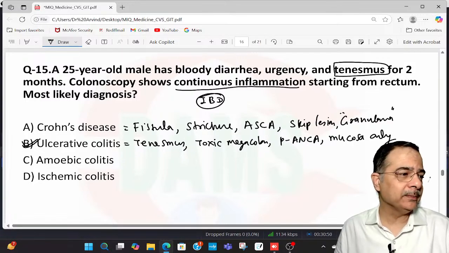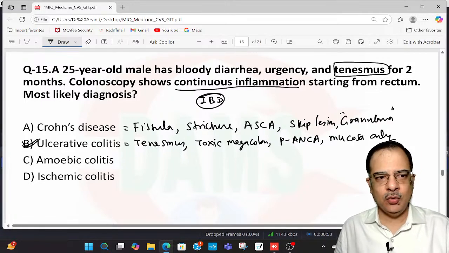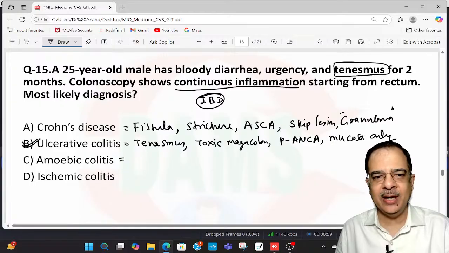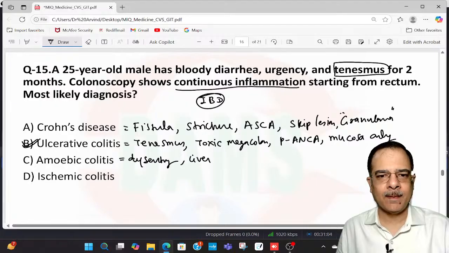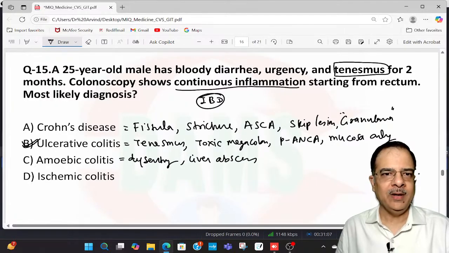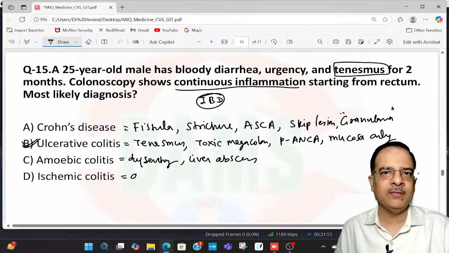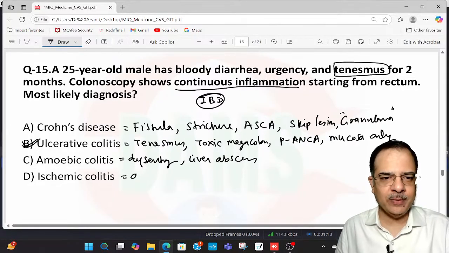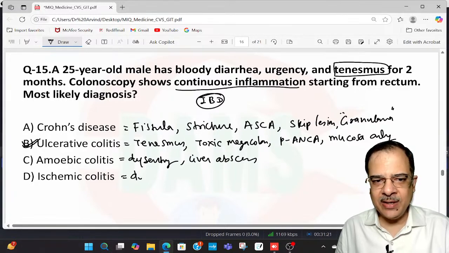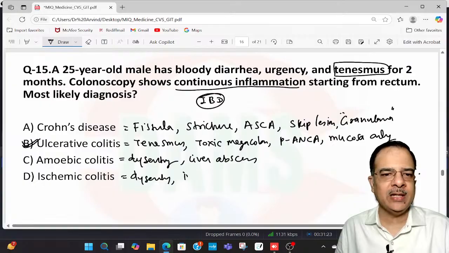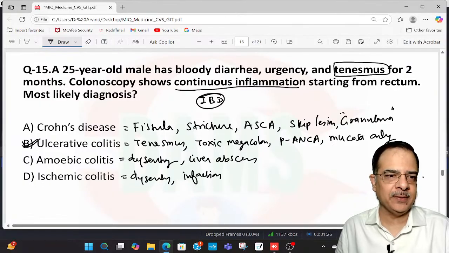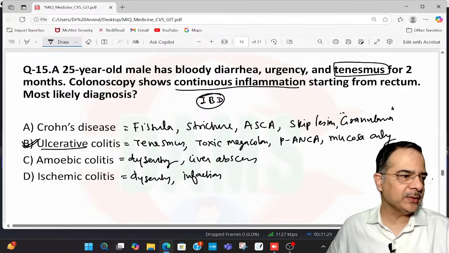So these go in favor of Crohn's disease, while amoebic colitis is associated mainly with dysentery and liver abscess. Ischemic colitis is mainly because of reduced blood flow, and the patient will have dysentery-like features. Blood in the stool will be there, but there will be infarction or ischemia features present. So the answer is ulcerative colitis.